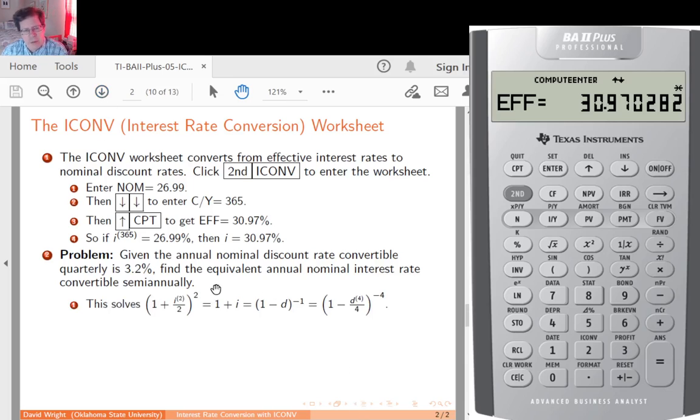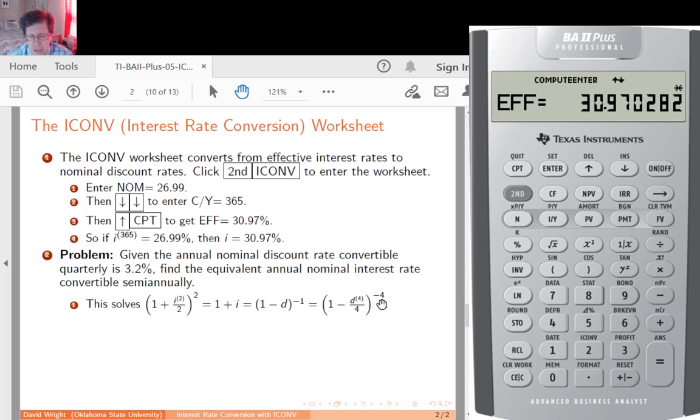Here are the formulas. The growth factor for the annual effective interest rate i, 1 plus i, is equal to (1 plus i2 over 2) squared for the semi-annual interest rate. And it's equal to (1 minus d4 over 4) to the negative 4 for the quarterly discount rate. So discount rates have minus signs in their formula.